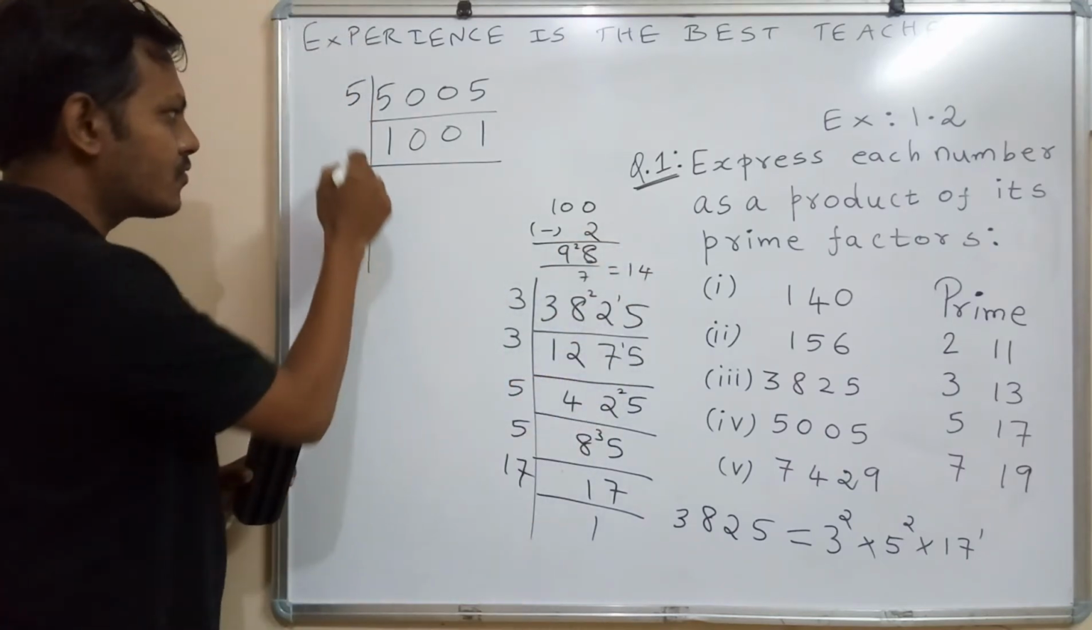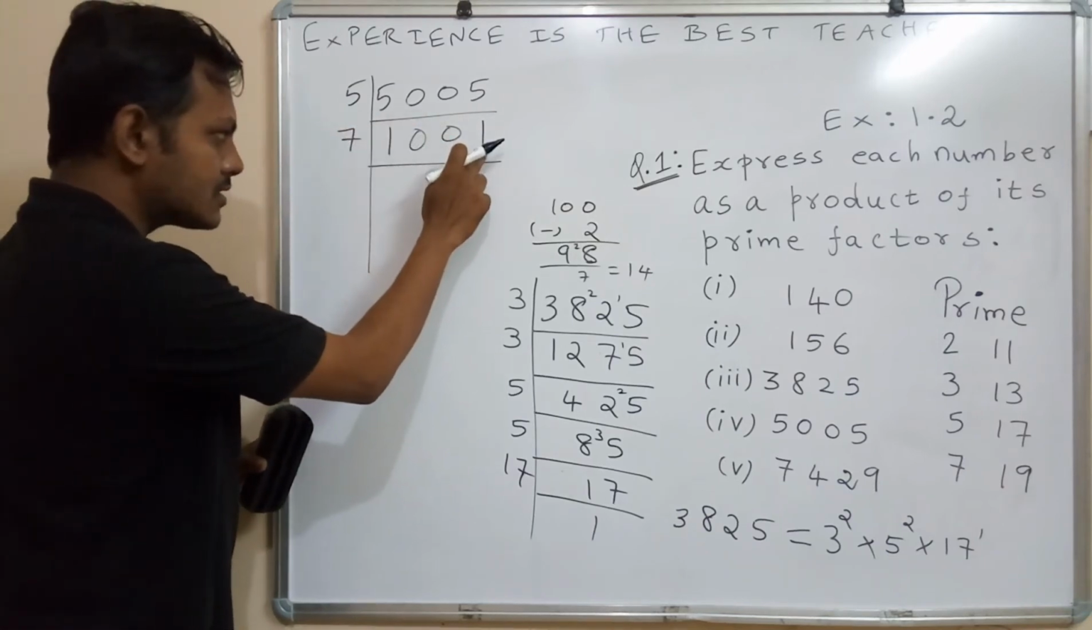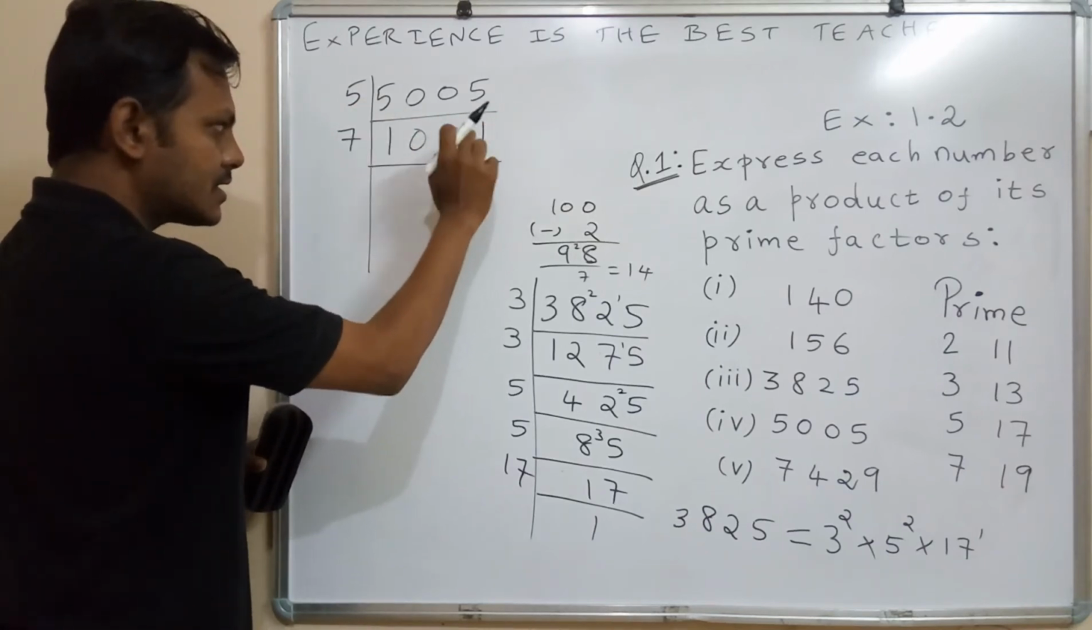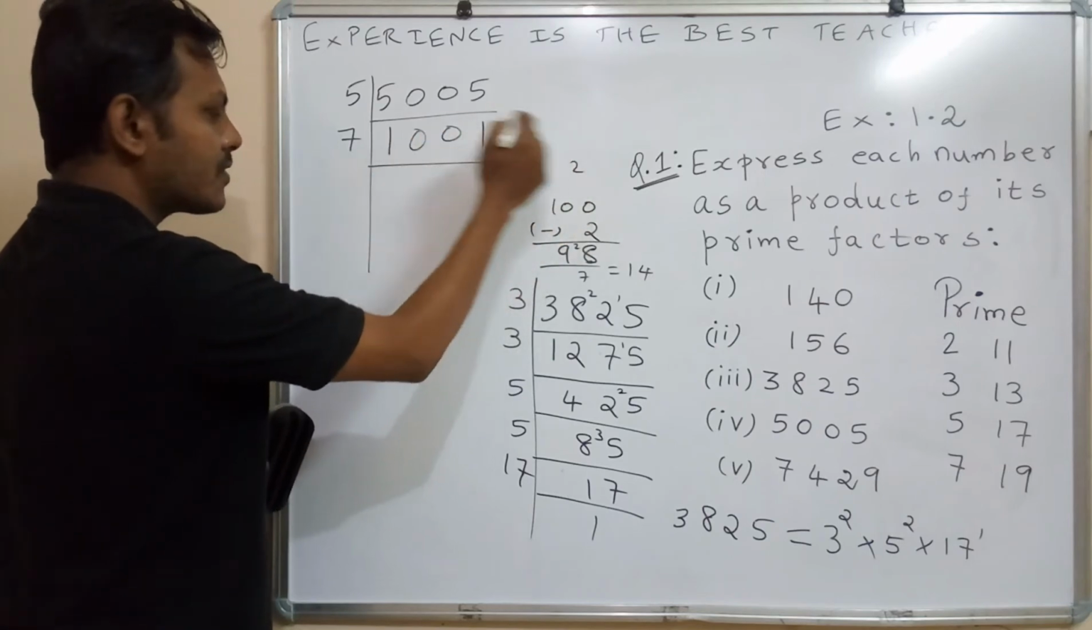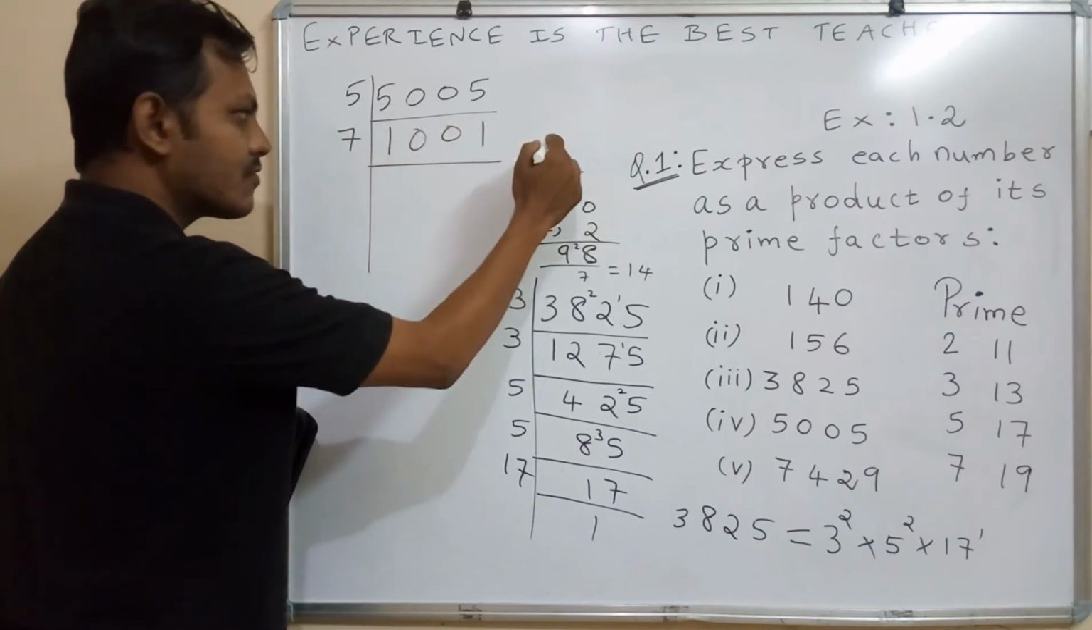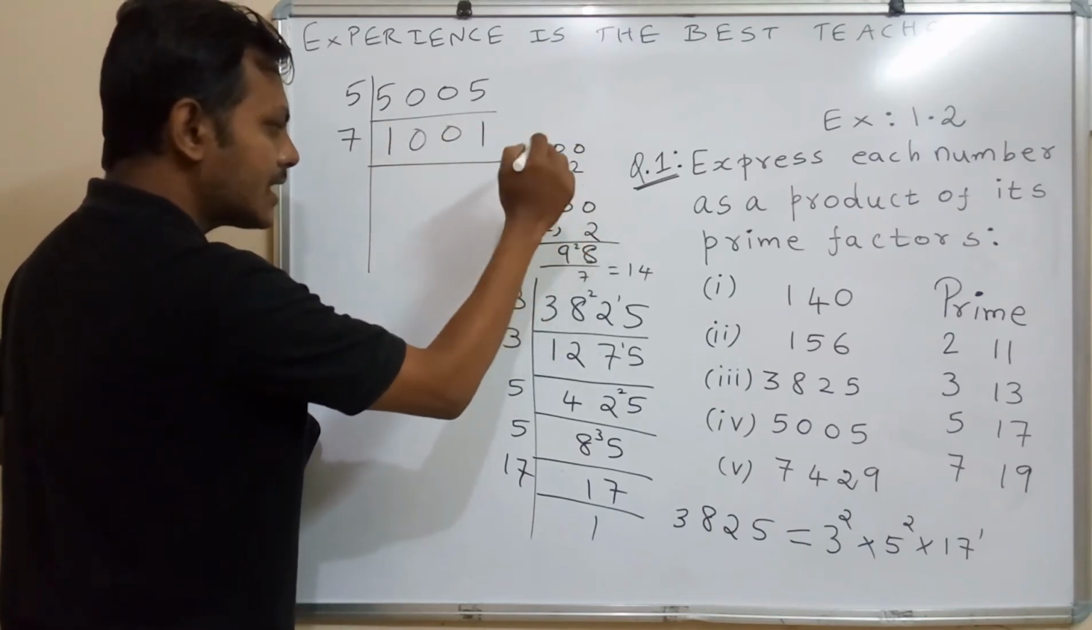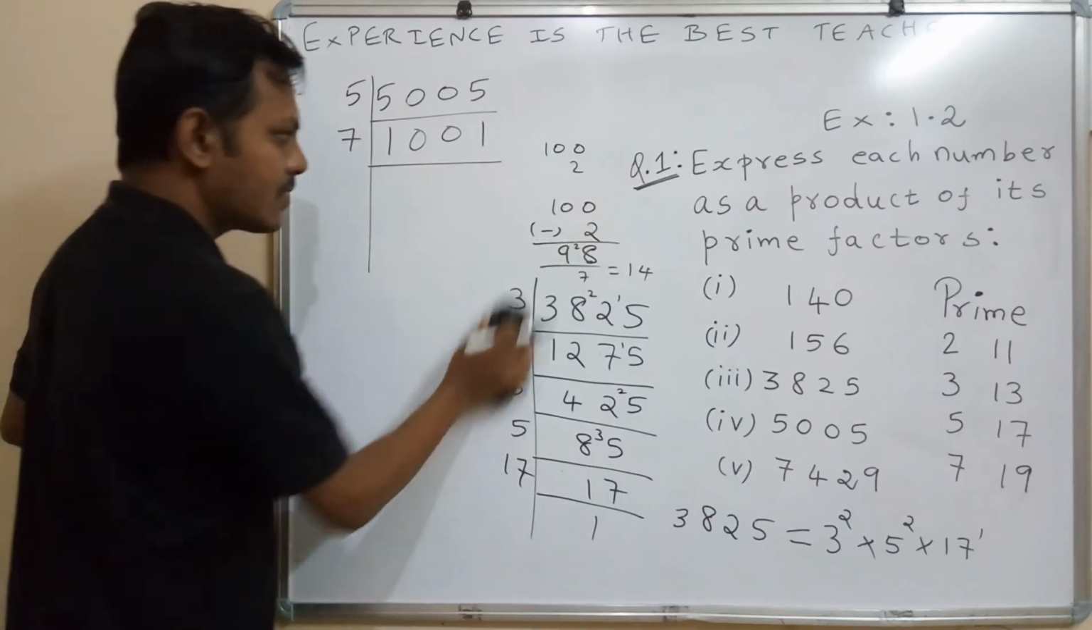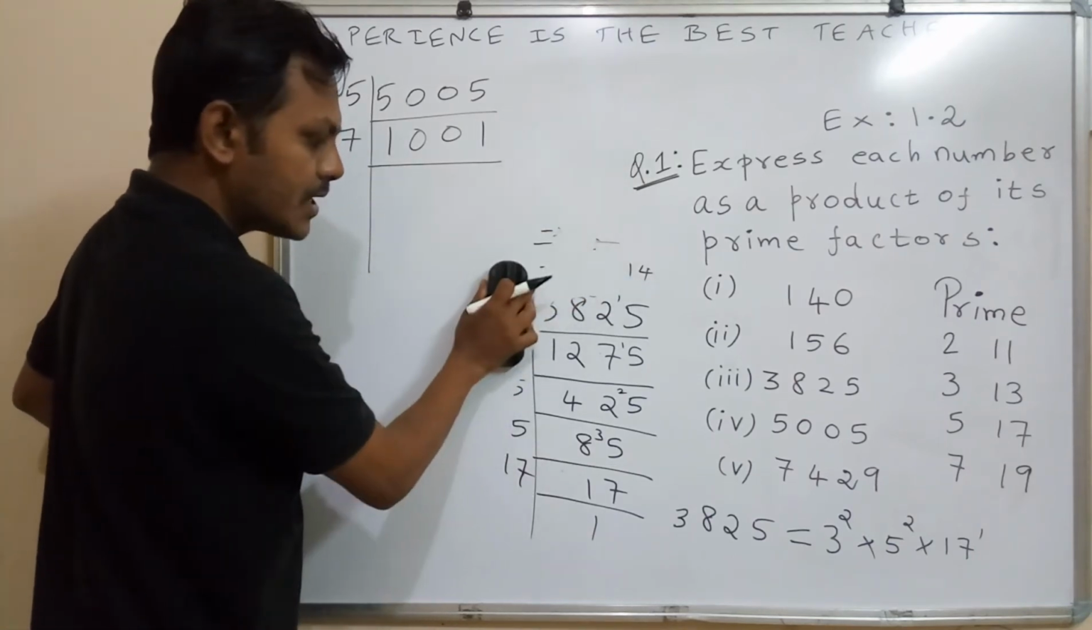So the divisibility rule for number 7 is twice the last digit, 2 into 1, 2, subtract from the rest of the number. So 100 will be the rest of the number. So 100 minus 2, 98. 98 will come in 7 table. So 1001 will come in 7 table.